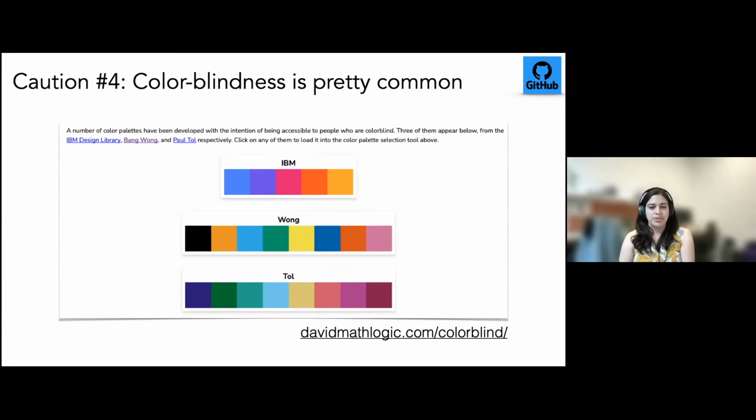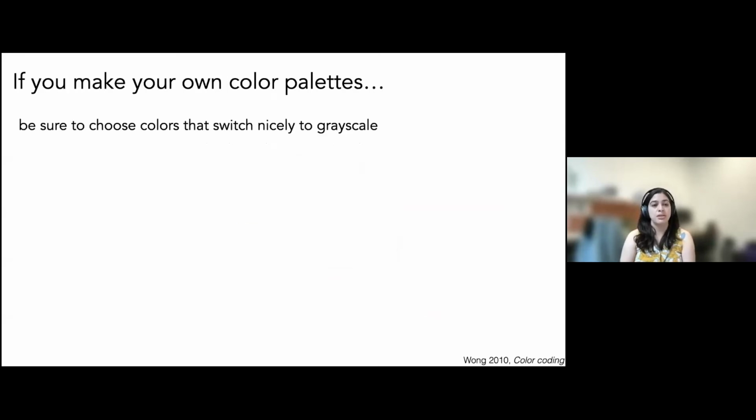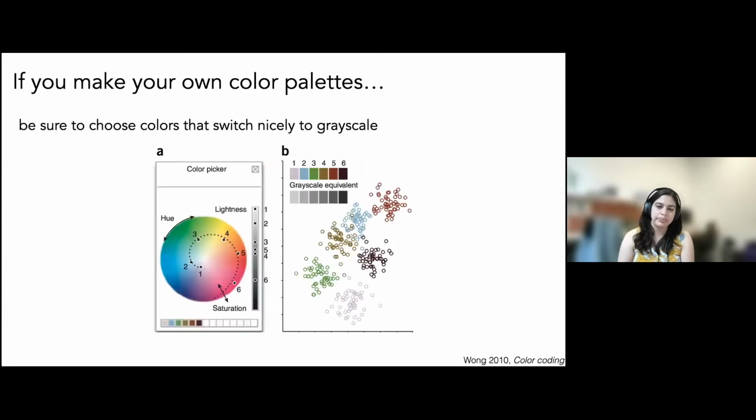I know many people still like to make their own color palettes, which is great, and is something I do as well. But if you do that, you want to make sure you choose the colors for your figures wisely. One thing to do is to make sure that the colors switch nicely to grayscale, because that will make sure they're colorblind friendly.